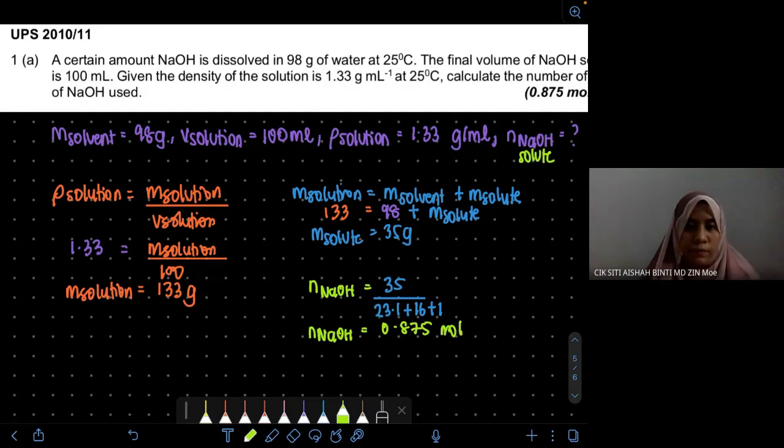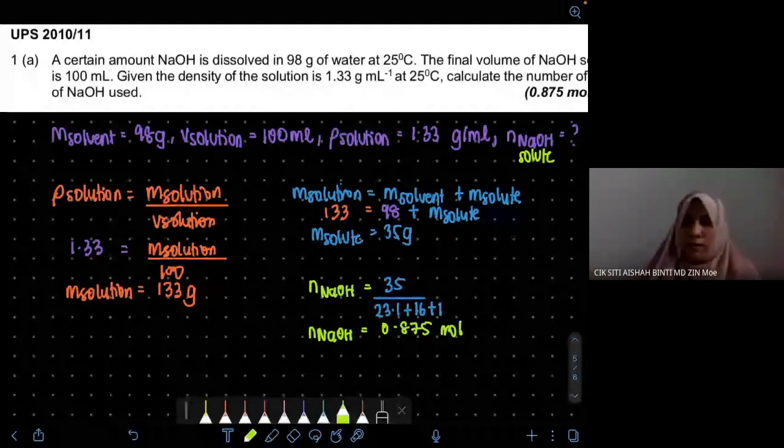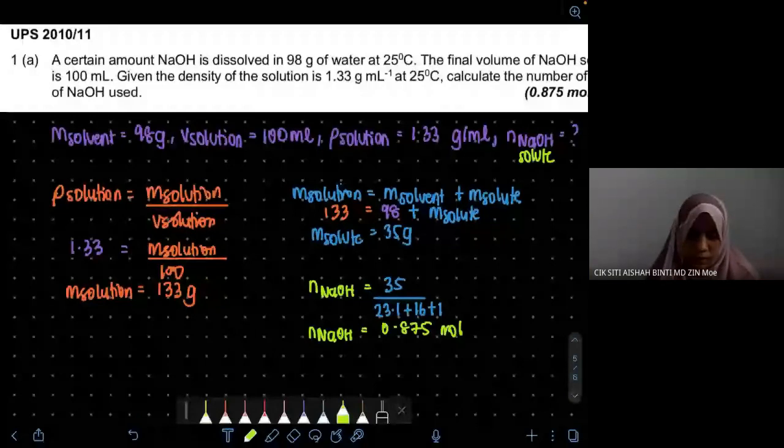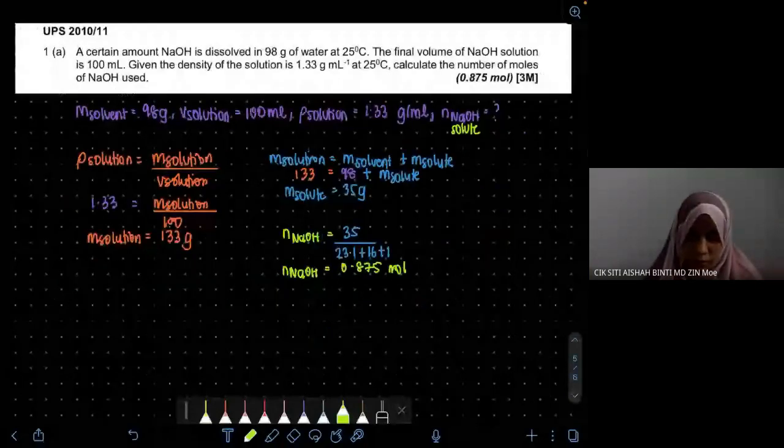Soalan ni yang dia lain sikit, usually kan dia minta molality lah. Molality, percentage by mass, percentage by volume dengan mole fraction kan. Yang ini dia minta number of mole of NaOH, ataupun yang sodium hydroxide kita ni is actually our solute lah. Yang ni yang lain sikit. Yang lain tu yang macam biasa balik lah. Okay, so that's for question UPS 2010-11.